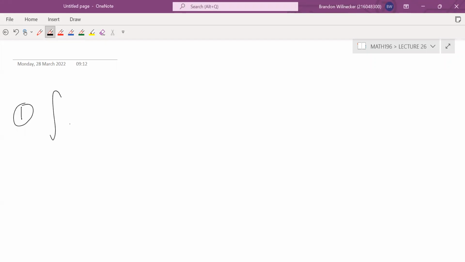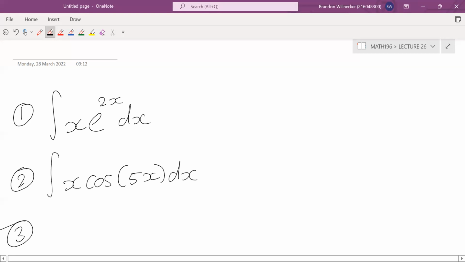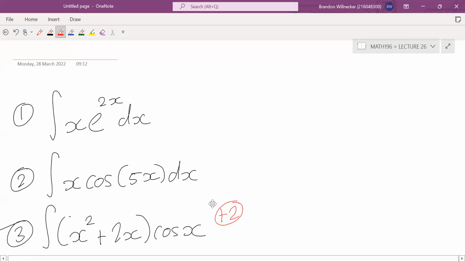So we have the integral of x e to the 2x dx. Let's say the integral of x cos 5x. The integral of x squared plus 2x, cos x. This one will be worth 2. It's a bit more challenging, so we'll see if you can do that one.